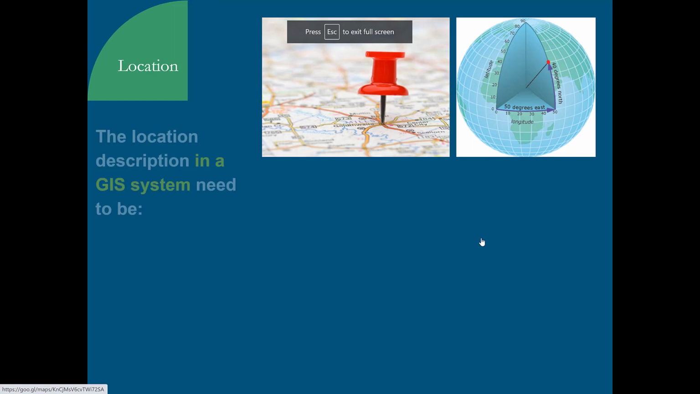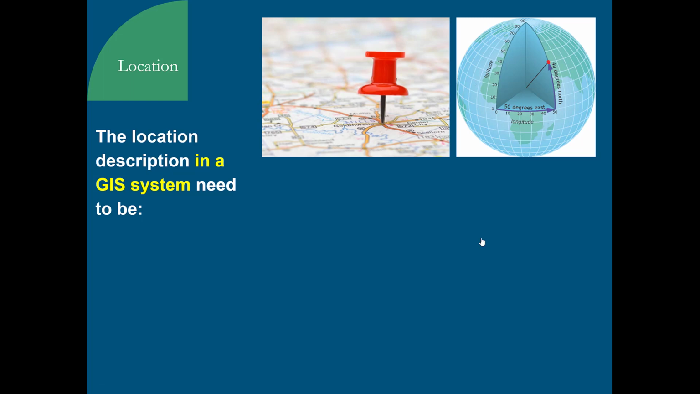Alright, so those two you must have. Okay, the location description in the GIS system needs to meet some requirements. That's also why we want to use coordinates. So what are the requirements? Number one, the location description needs to be unique.